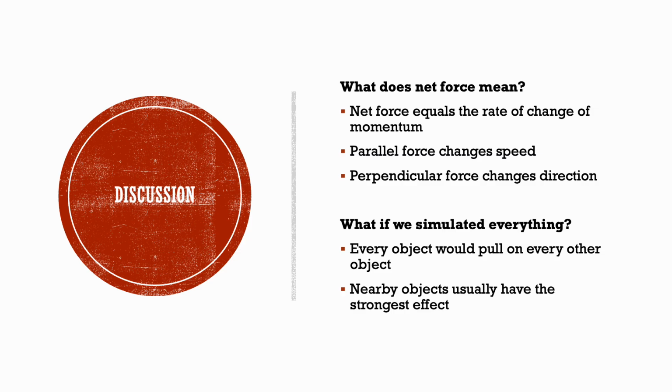One of the required discussion questions asks about the meaning of net force and how it relates to the rate of change of momentum. According to Newton's second law, the net force acting on an object is equal to the rate of change of its momentum. The component of the force that is parallel to the object's motion changes its speed, while the perpendicular component changes only the direction of motion without touching the speed. Another discussion question asks, what would be needed to simulate the entire system? To accurately model the complete system, every object will need to exert a gravitational force on every other object. This includes interactions between the black hole, star, planet, moon, and spaceship.